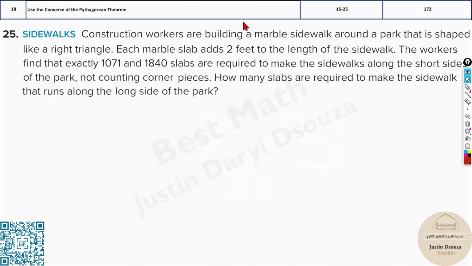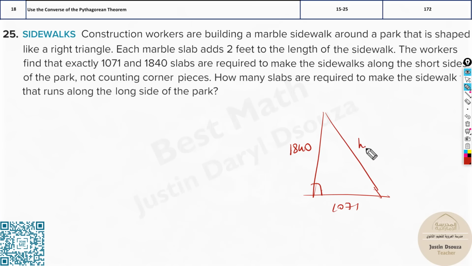And the last problem in this question, 18. Construction workers are building a marble sidewalk around a park that is shaped like a right triangle. Okay, they have told it's a right triangle, something like this. Each marble slab adds 2 feet of length to the sidewalk. The workers find that exactly 1071 and 1840 slabs are required to make the sidewalks along the short sides of the park. Now they have told us these dimensions, right? 1071 and 1840 are for the shorter sides.